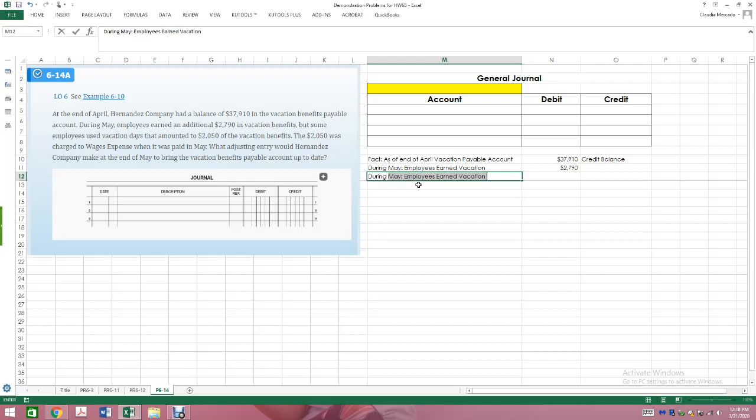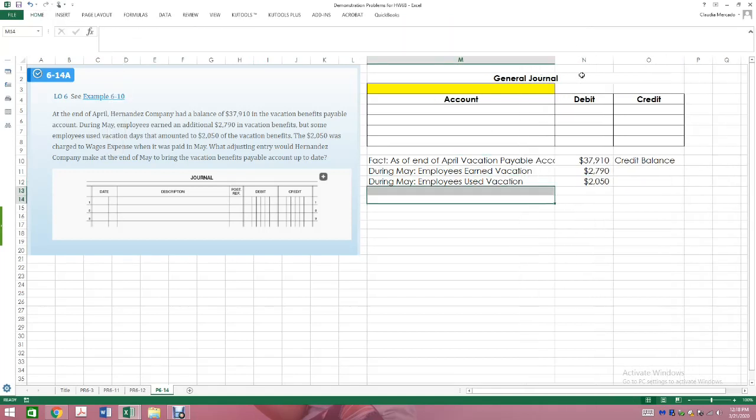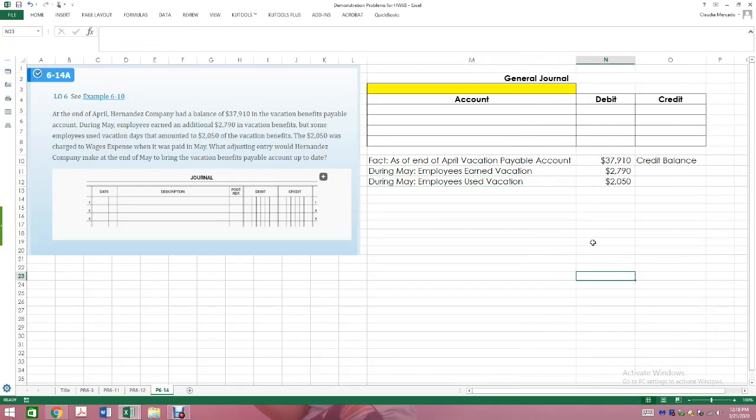During May, employees used vacation of $2,050. Sorry, extra 0, $2,050. That is the information being provided to you in the problem. Now, they're asking us for an adjusting entry. What adjusting entry does the company make at the end of May to bring the vacation benefits payable account up to date?